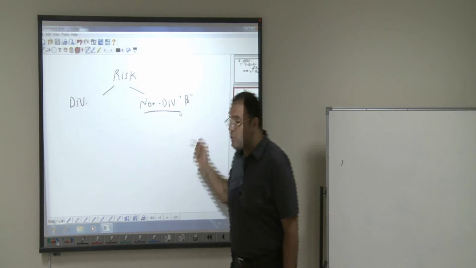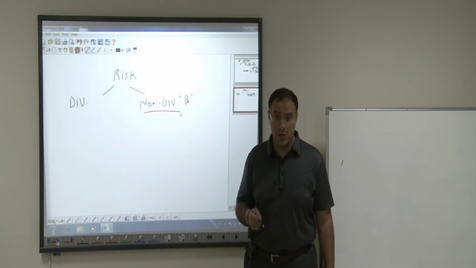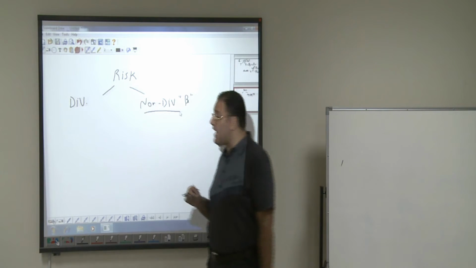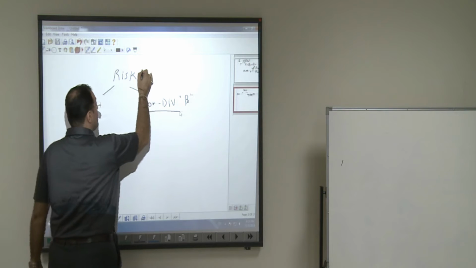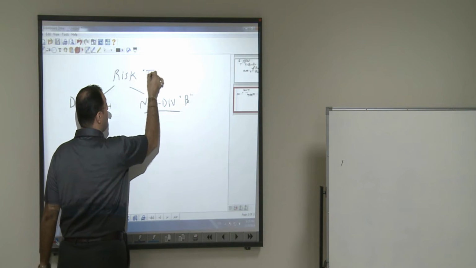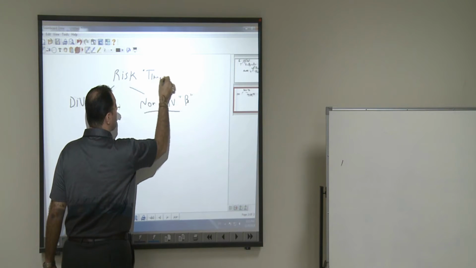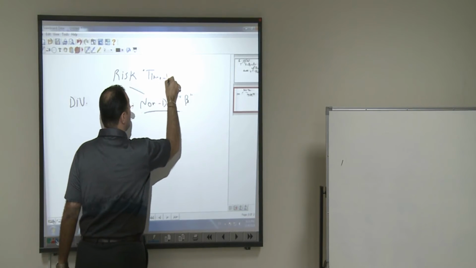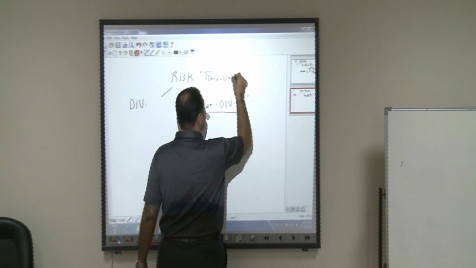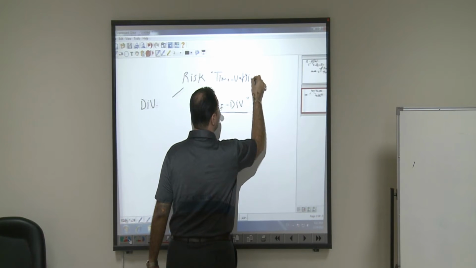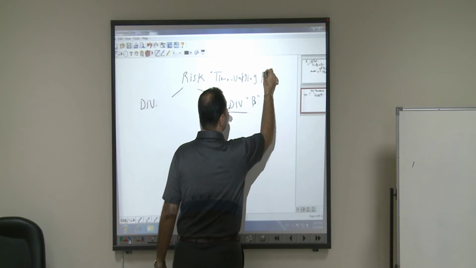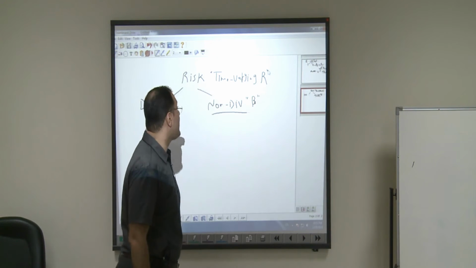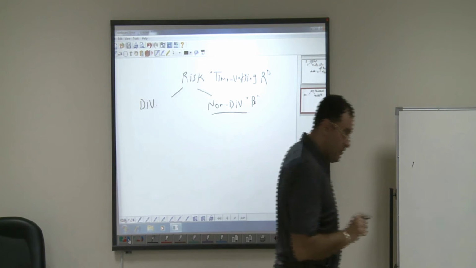You got it? So what's risk in finance? It's time-varying R. So again, what's risk? It's time-varying R, right? So what's risk in finance? It's time-varying R.